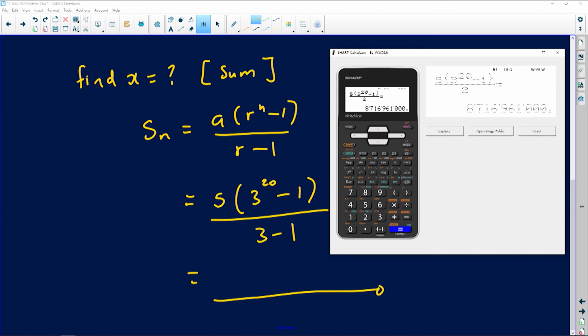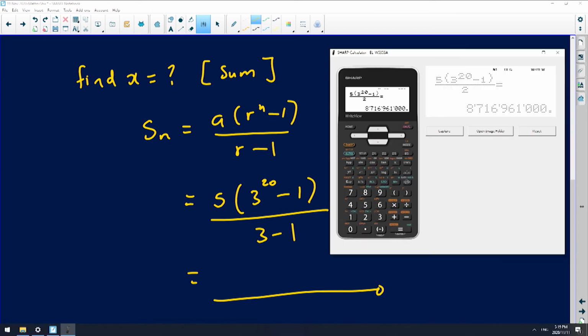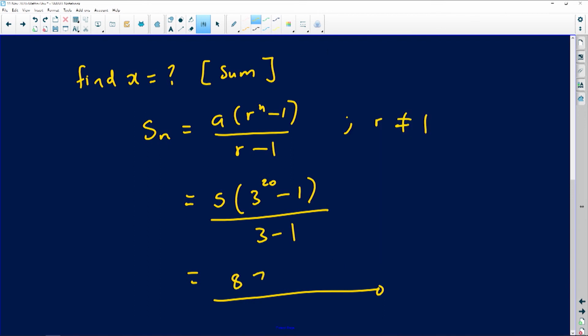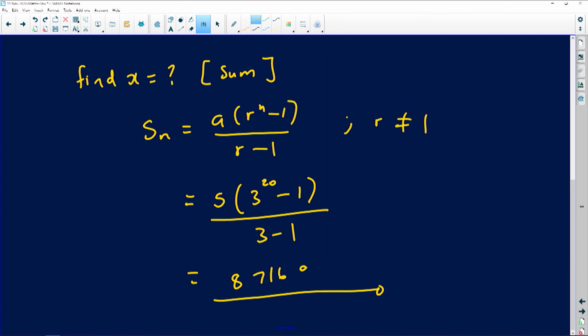8,716,961,000. Okay, what's that? Million, I don't know. It's billions, I think. Okay, fine. So you can obviously even express it in exponential form. So it's 8,716, okay? And then if you come back, you'll get 961 with 3 zeros. The first 3 zeros is 1,000, then it's a million, then it's a billion. So we're looking at 8,716,961,000. That's the solution to this.